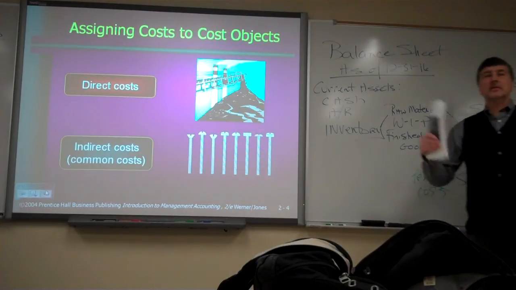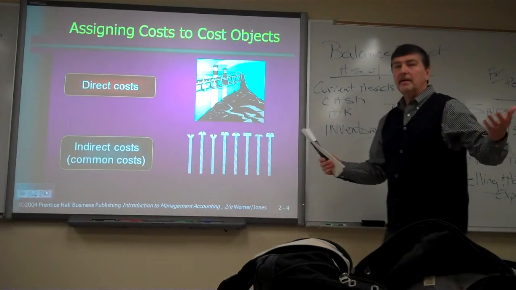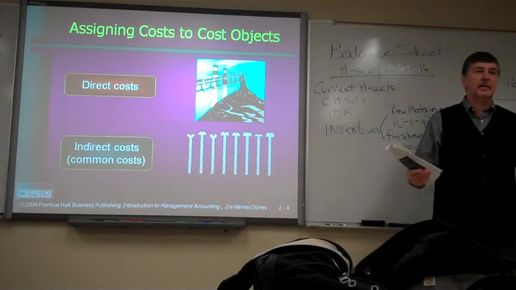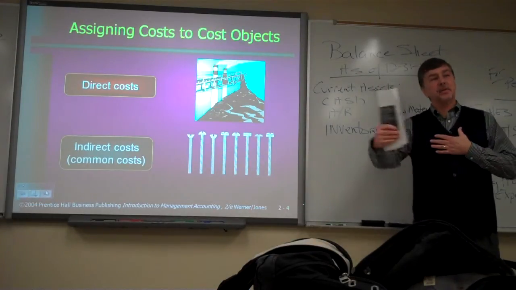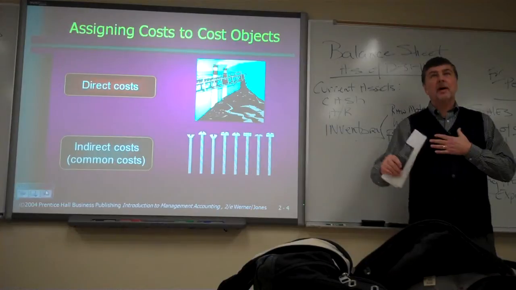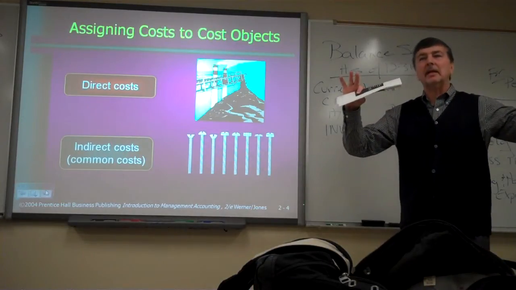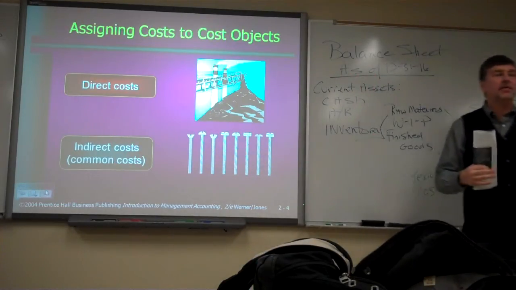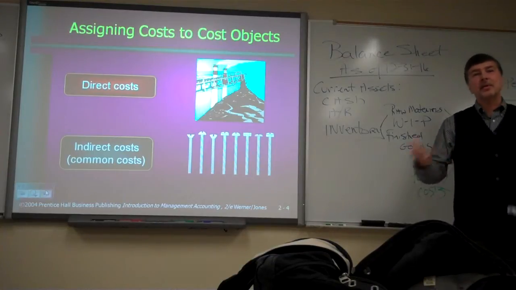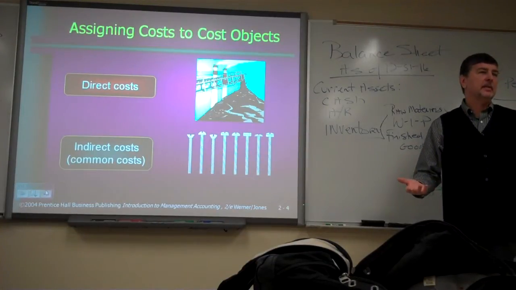Just think about this building, okay? An indirect cost would be the electricity. Now my salary is a direct cost. But the electricity and anything else we have to incur for this particular class, those are indirect costs, those are common costs.